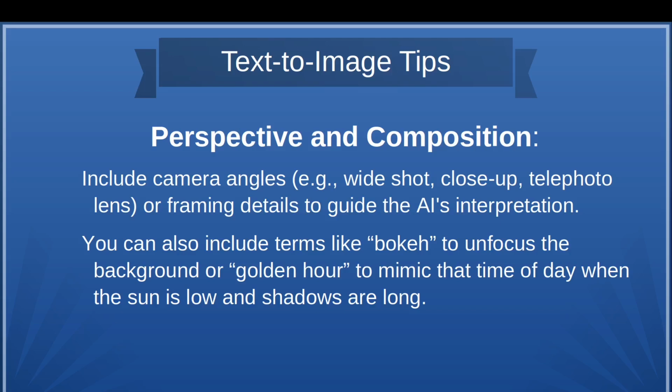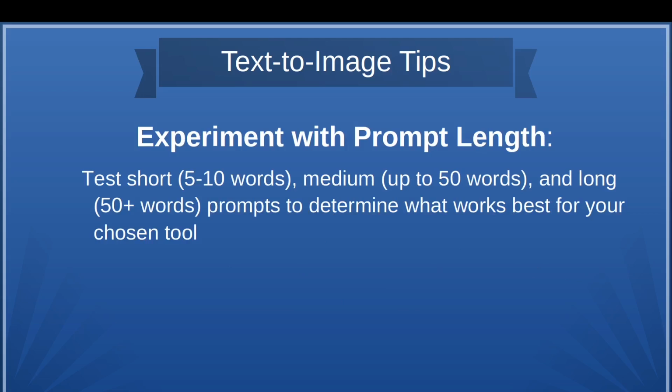You can also include terms like bokeh to unfocus the background. Bokeh is just a term we have. The subject is kind of close up and then the background is thrown out of focus. Or golden hour, like I mentioned, to mimic that time of day when the sun is low and the shadows are long, which is a favorite used by a lot of landscape type photographers.